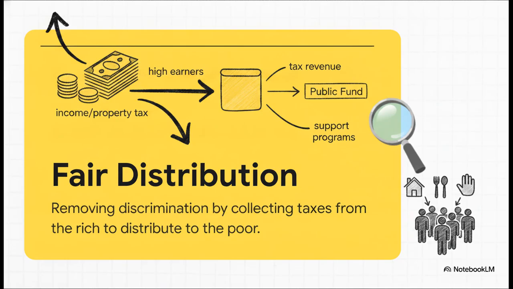And that brings us to our 7th and final core objective, the fair distribution of income and assets. Look, modern economies can naturally create an unequal distribution of wealth. To address this, governments use public expenditure as a structural mechanism to try and balance out societal resources. It involves collecting money through things like income and property taxes from high earners, and then using those revenues to fund support programs, housing, or food assistance for the poor. The goal here is removing extreme wealth discrimination.